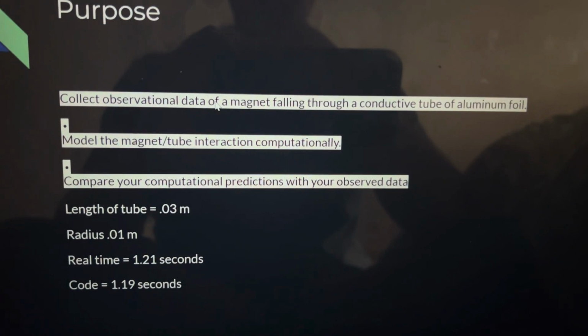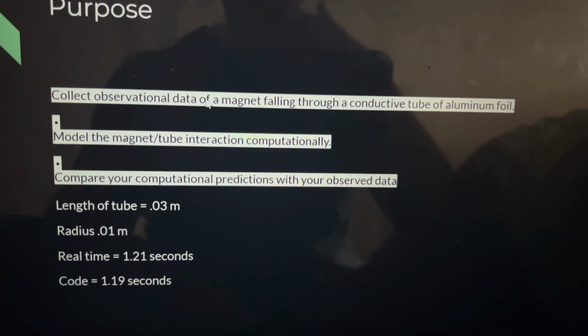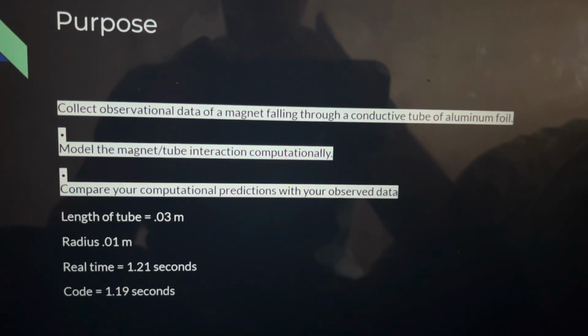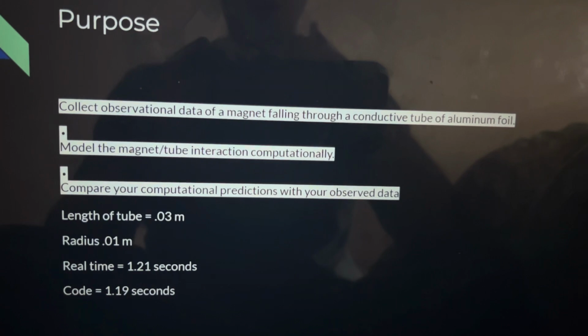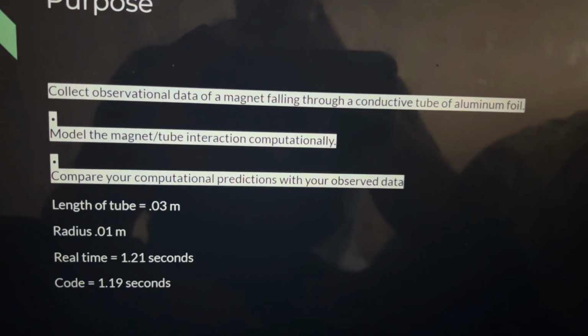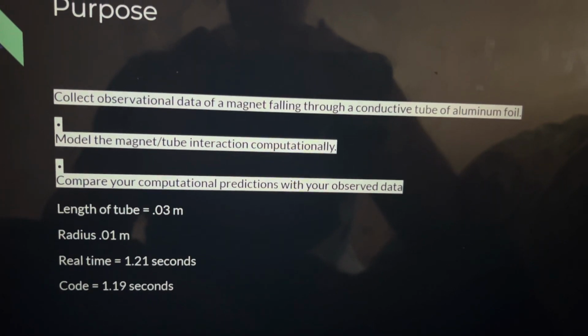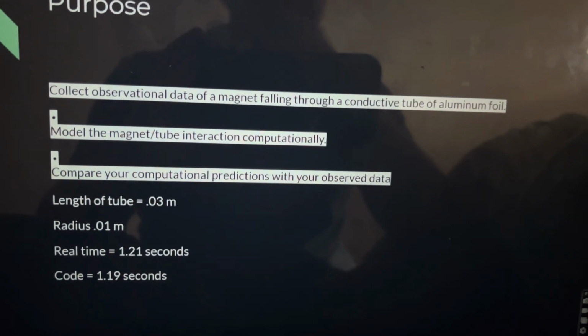The purpose of this experiment was to collect observational data of a magnet falling through a conductive tube of aluminum foil. Additionally, the purpose of this lab was to model this magnet and tube interaction computationally and thus compare the computational models with the observed data.